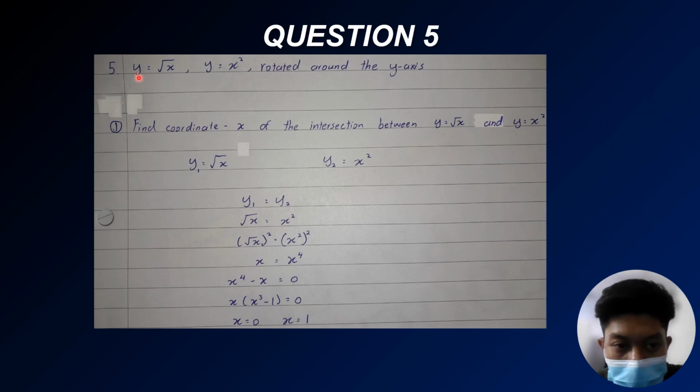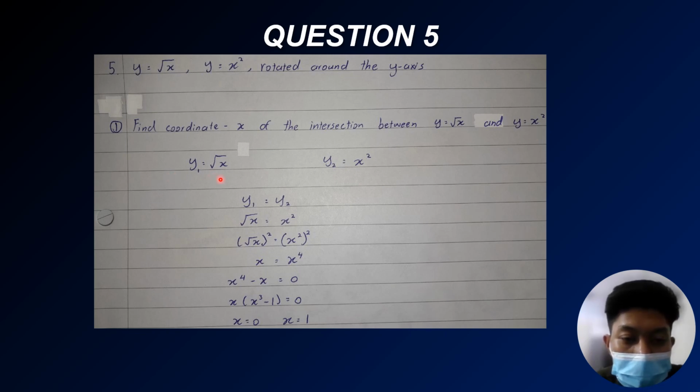Question 5. y equals square root of x, y equals x power of 2, rotating around the y-axis. Number 1: find the x coordinate of the intersection between y equals square root of x and y equals x power of 2.